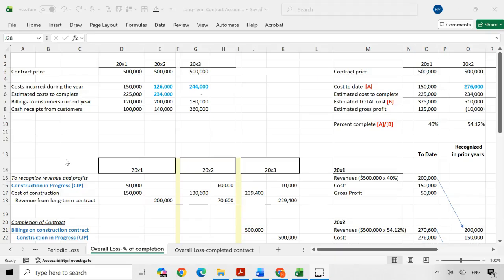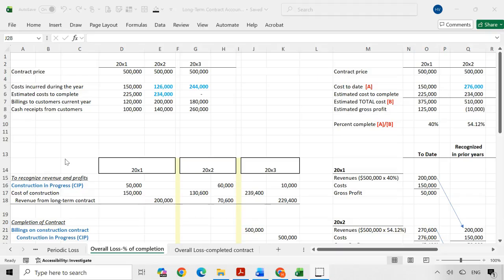In this video, we'll be going through a long-term contract where revenue is being recognized over a period of time for a long project, such as building a building or building part of a freeway, and the company's recognizing revenue using the percentage of completion method, which means that they recognize a percentage of their revenue every year based on the costs that they have incurred to date.